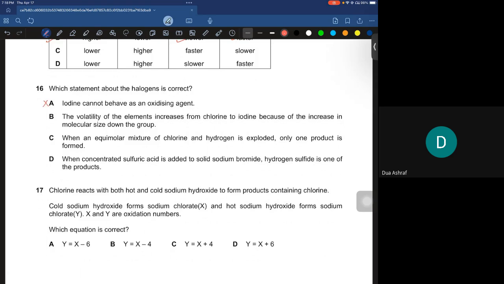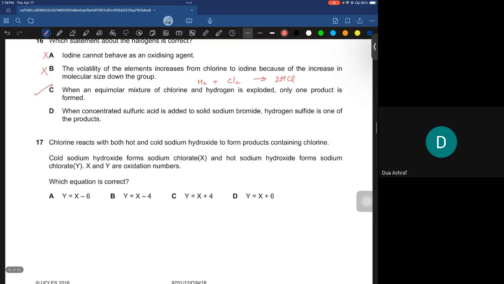So this is incorrect. The volatility of the elements increases from chlorine to, no, it decreases. IMF increases down the group. That's why, when an equimolar mixture of chlorine and hydrogen is exploded, I mean to say H2 plus Cl2, only one product is formed. So C is correct. Okay.